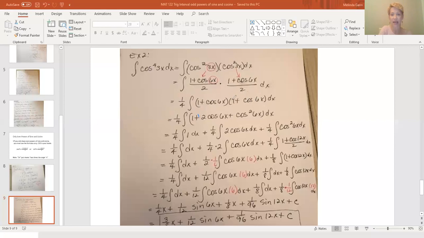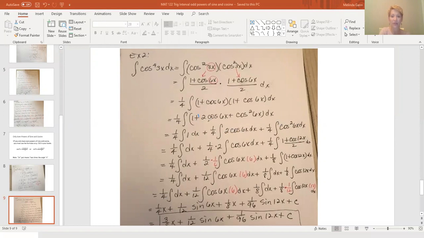I get cosine of 6x plus another cosine of 6x gives me 2 of those, and then cosine times cosine is cosine squared. So I end up with 3 different terms, so I'm going to split it into 3 different integrations. But also notice that 1/4 is times the whole thing, so that 1/4 goes with all 3. So 1/4 times this 1 dx, then 1/4 times this 2 cosine 6x, and then this 1/4 times this cosine squared. Now this one, basically I can already do. I'm going to wait and do it later, but I already know how to work that one.